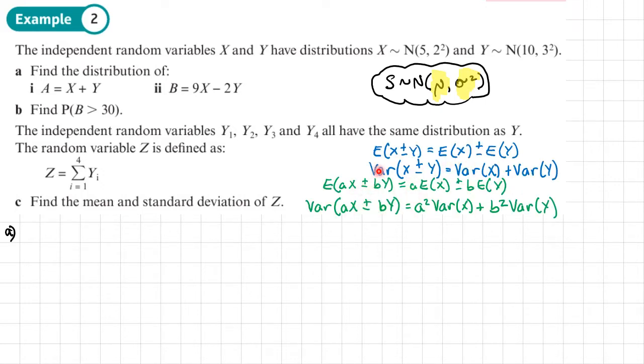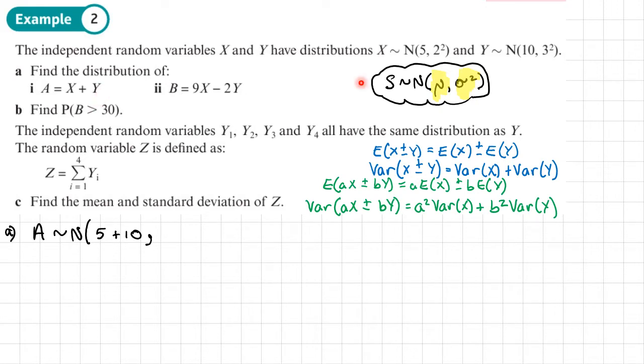I've just compacted them by using plus or minus, and you can see here that the variance has always got plus. So for part A, the distribution of A. So A is distributed and it's also normally distributed. And we're going to be using this top rule here. So what I need to do is to add the mean of X and the mean of Y to get the mean of A. So that's going to be 5 plus 10. We'll simplify all in a moment. So 5 plus 10, that gives us the mean.